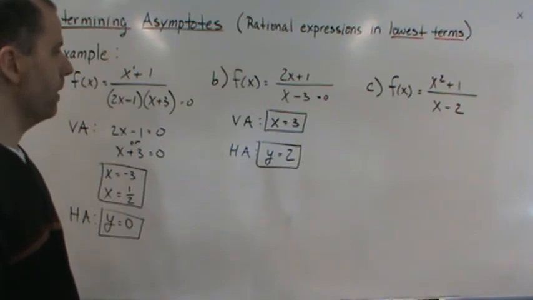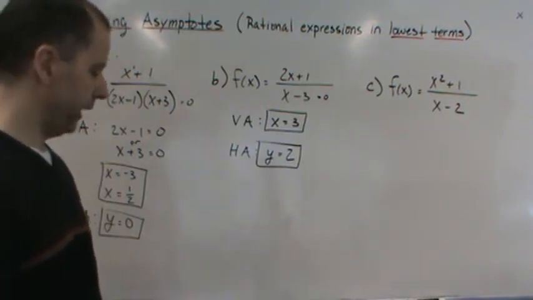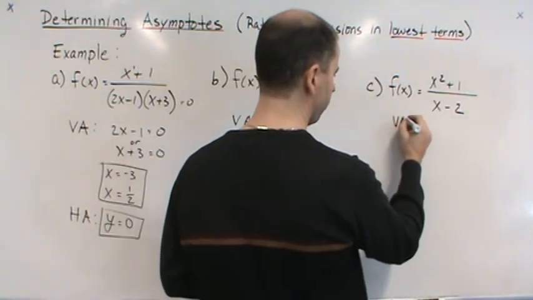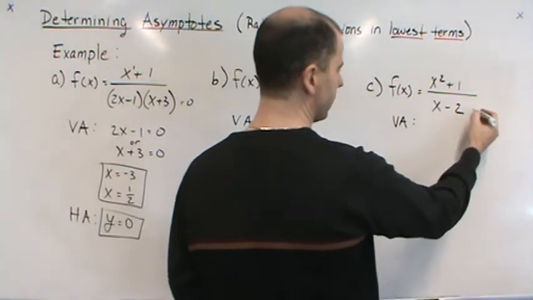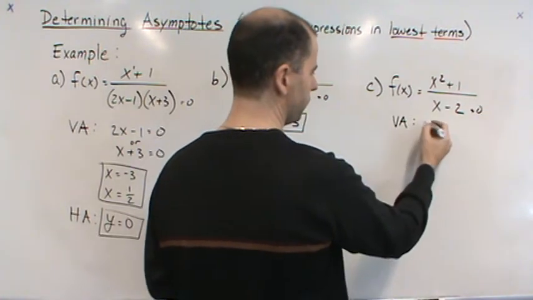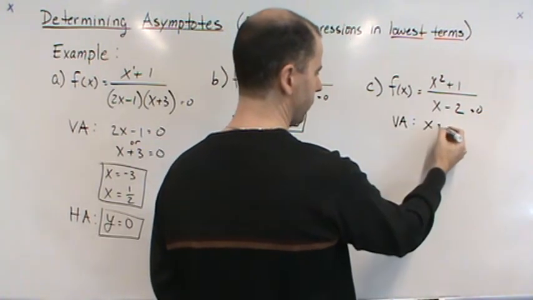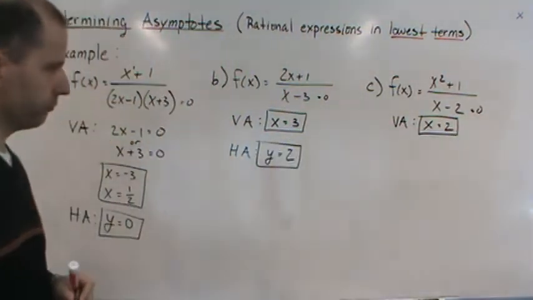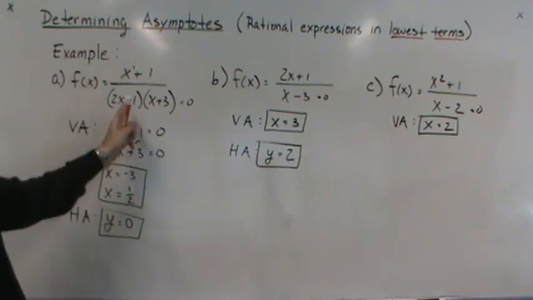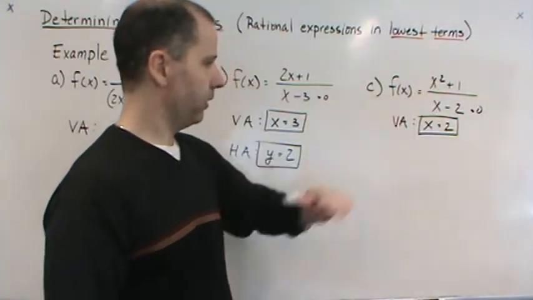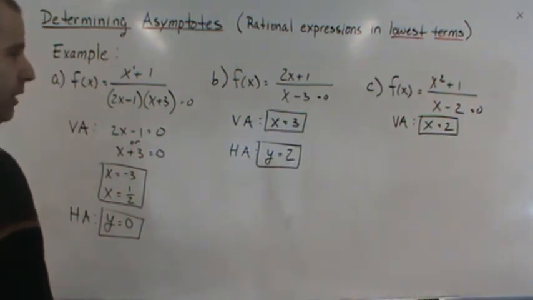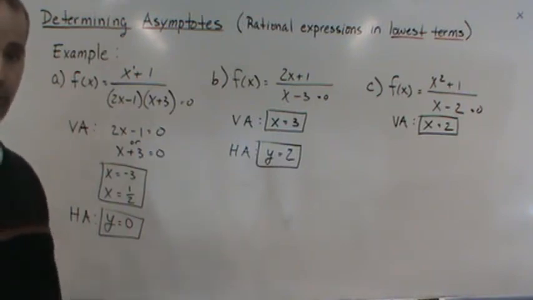Now the last one. Let's look at the vertical asymptotes. Here again, we set the denominator equal to 0 and solve, so we have a vertical asymptote at x equals 2. Notice also that all of these expressions are in lowest terms. They don't have any common factors that we can factor out. If there were, we would do that first.